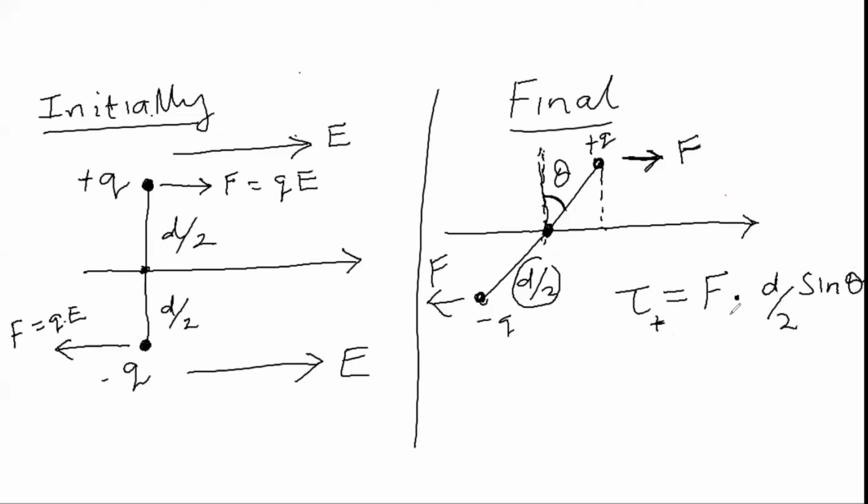Similarly, the torque from the negative charge can also be written. Now you can see that this one is a minus. Well, it is still a plus because it is causing a clockwise rotation. So this can also be written as the force times the lever arm, which is d over 2 sine theta.